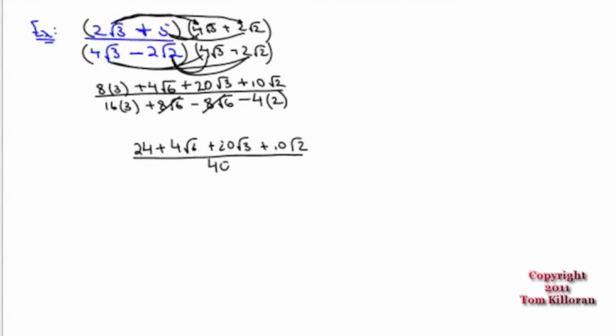Anything in the front? Everything on the top has a common factor of 2, and the bottom also has a common factor, it reduces. Everything reduces. So you can think of it as 24 over 40, 4 over 40, 20 over 40, and 10 over 40, if you want to separate it. But it's better just to say, well, what do they have all in common? And it's a common factor of 2. So divide everybody by 2. So this is 12 plus 2 square roots of 6 plus 10 square roots of 3 plus 5 square roots of 2 divided by 20.